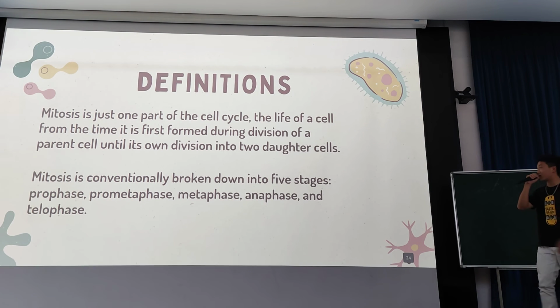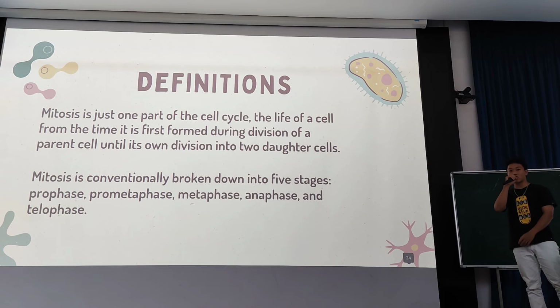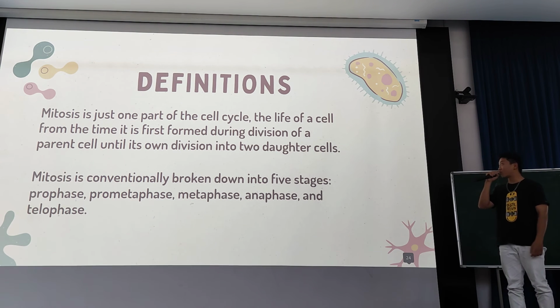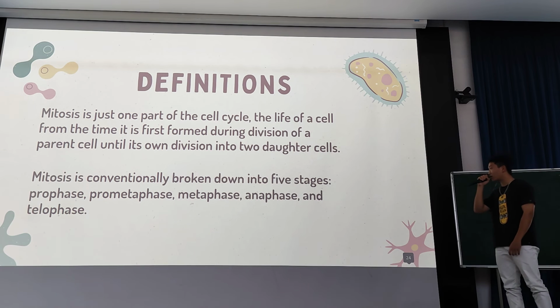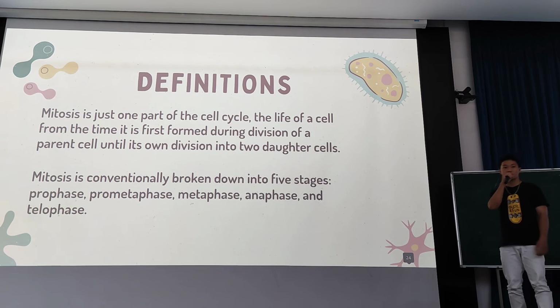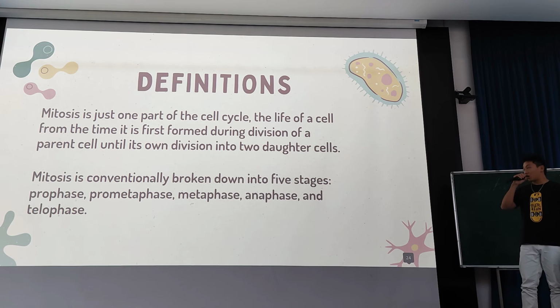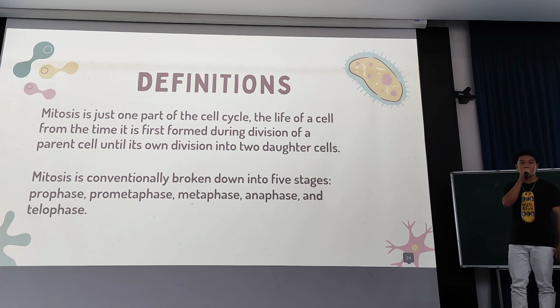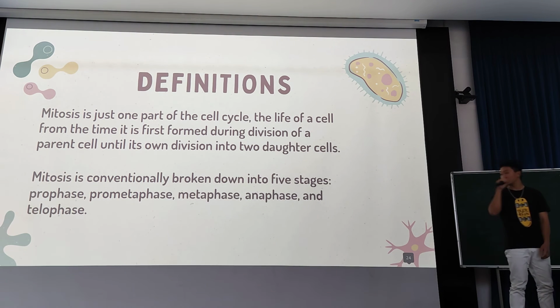Mitosis is just one part of the cell cycle, the life of a cell from the time it is first formed during division of a parent cell until its own division into two daughter cells. Mitosis is conventionally broken down into 5 steps: prophase, prometaphase, metaphase, anaphase, and telophase.